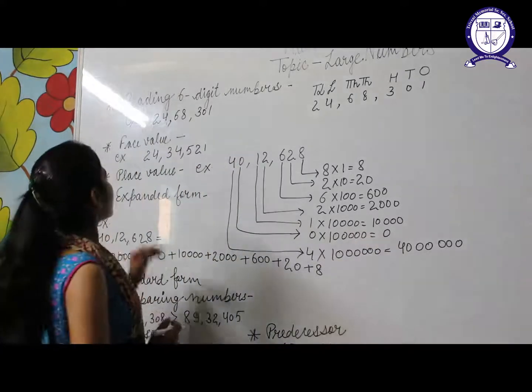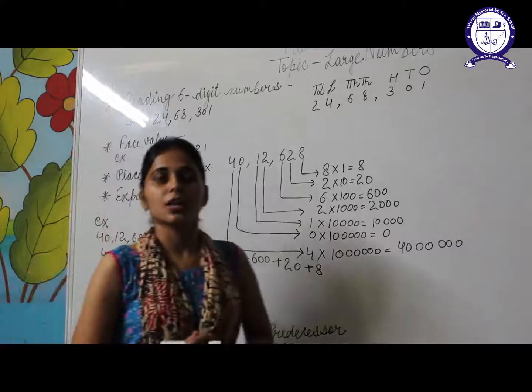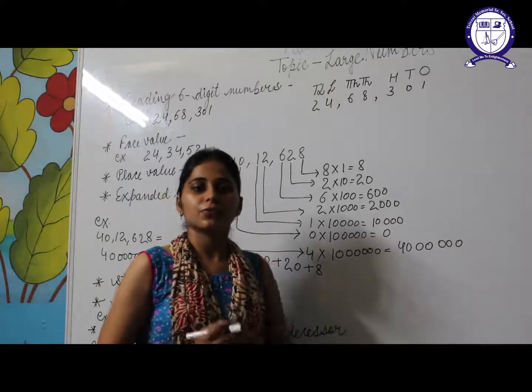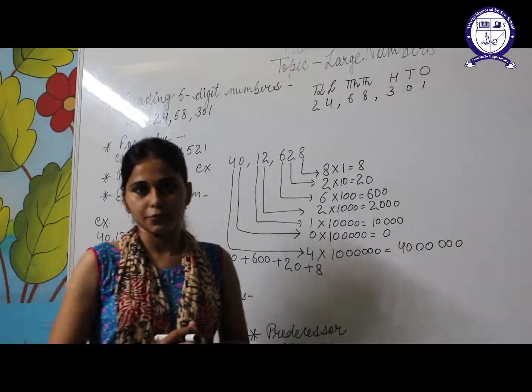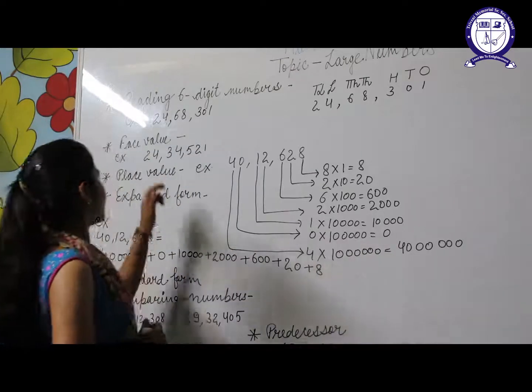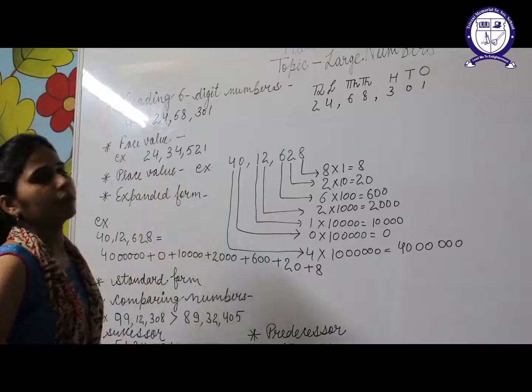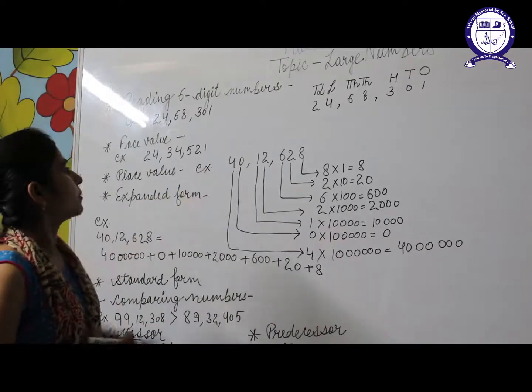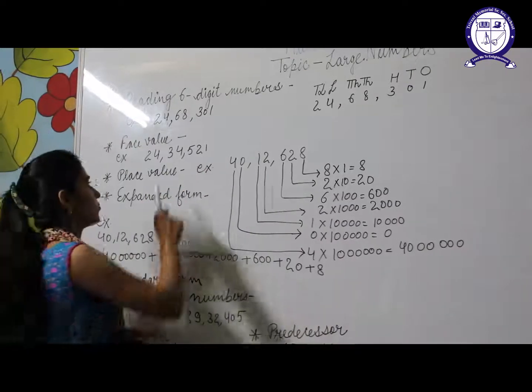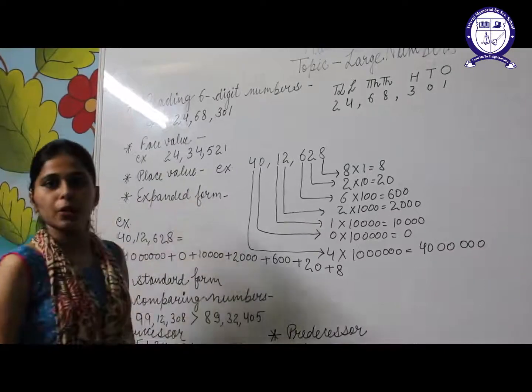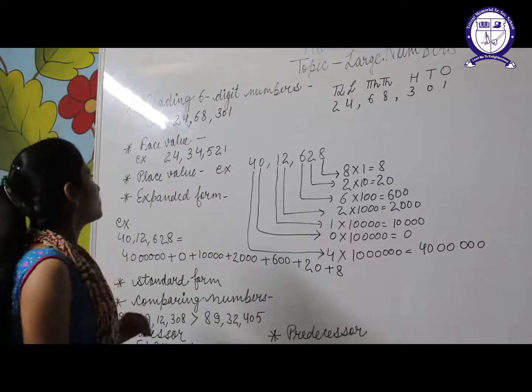Now, face value of the number, students. The face value of a number is the digit itself. So the face value of any digit will be the digit itself. Like the face value of 5 will be 5, face value of 1 will be 1, face value of 3 will be 3, and face value of this 2 will be 2, students.